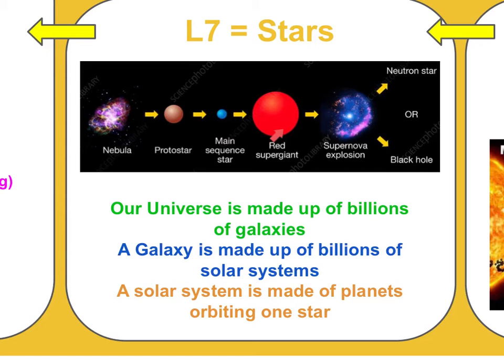We also need to know the life cycle of a star. So it starts off as a protostar. It becomes a main sequence star, which is a happy star like our star. Then, once this gas runs out, it becomes a red giant. If it's a big star, it's going to explode, and it's going to become either a neutron star or a black hole. We need to remember this.